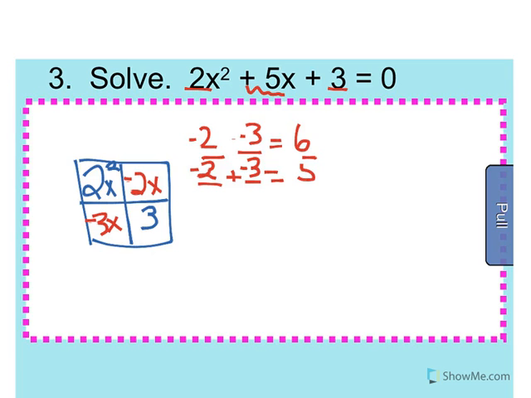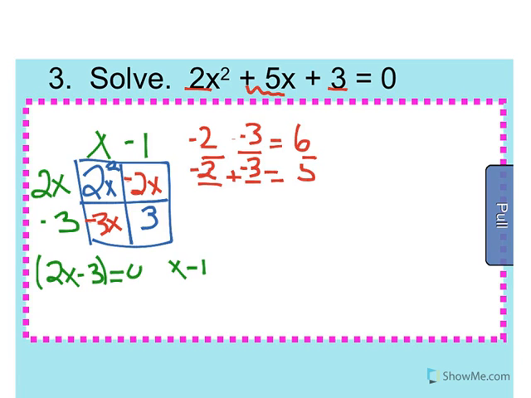Now we're going to simply pull out our common factors. Straight across the top row, they share a factor of 2x, across the bottom a 3. Straight up an x, straight up just a 1. In order for the signs to match, we need to make both numbers negative so that it multiplies to that positive blue 3. So the two binomials we have are 2x minus 3 and x minus 1. We're going to set each one of those equal to 0.